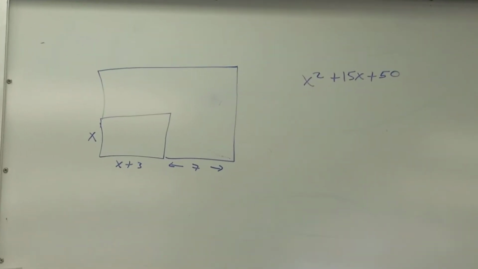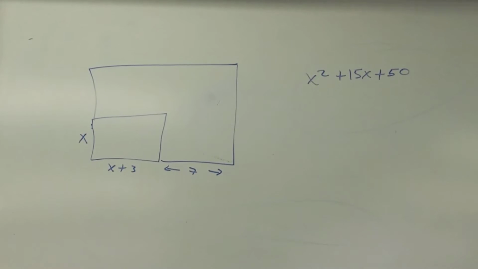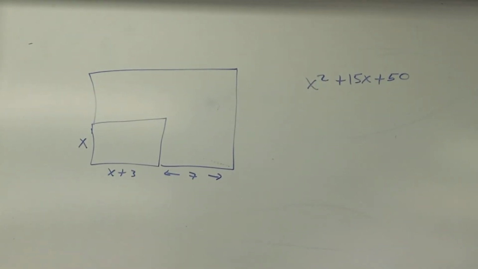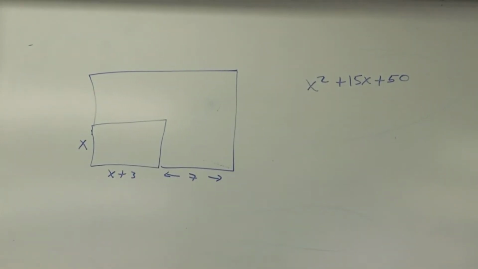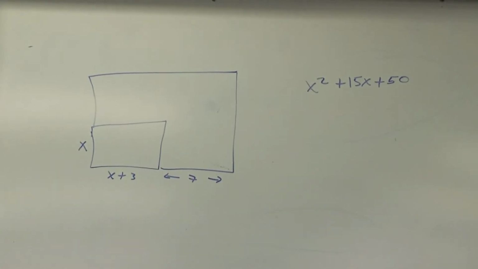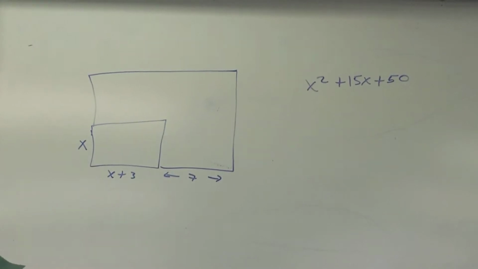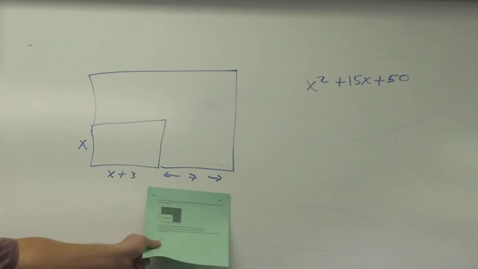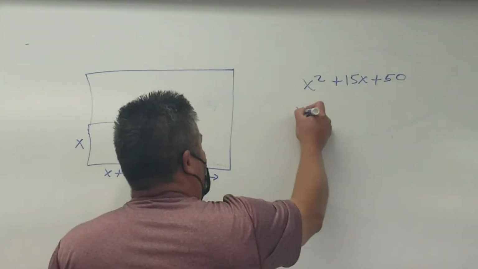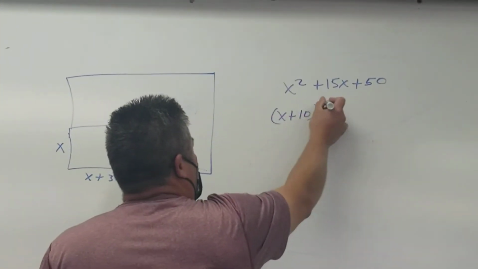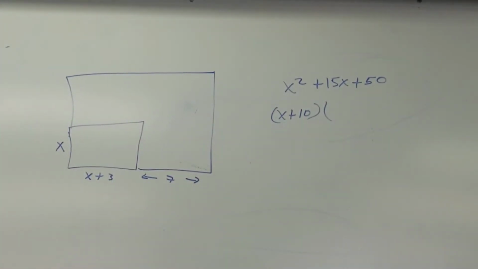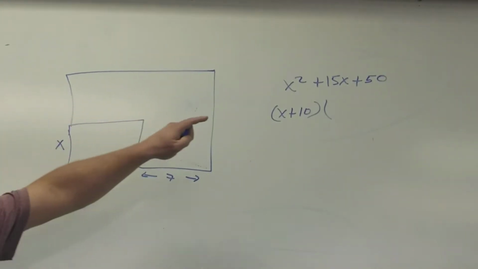All right, so write a binomial that represents the length and width of the enlarged garden. Thanks, Jaren. So the length we know is what? X plus what? 10. Everybody agree with that? Well, that's telling me what one of the factors is, by the way. What's the other factor? How do I do this? Just read it backwards.